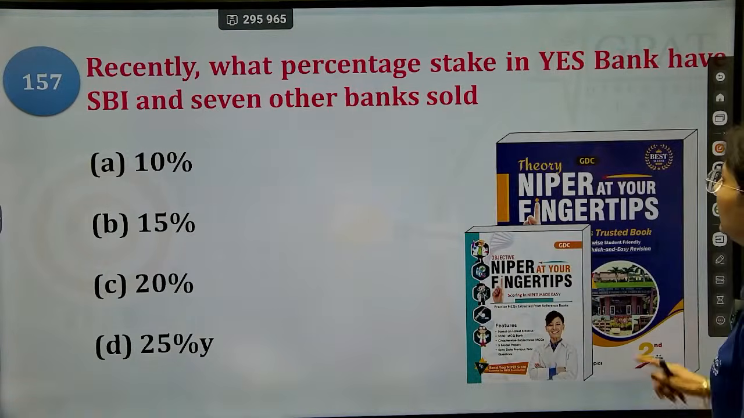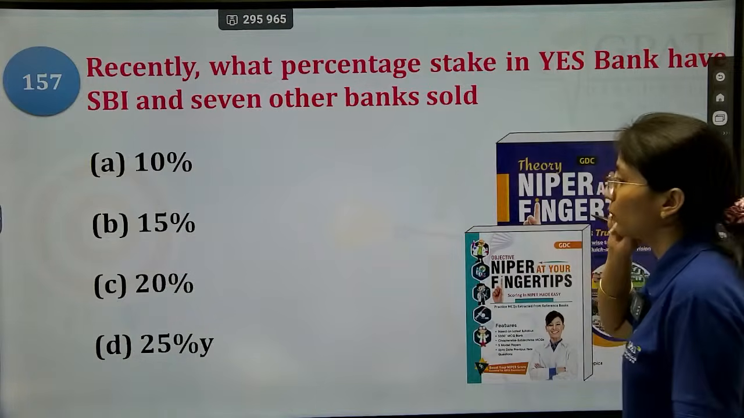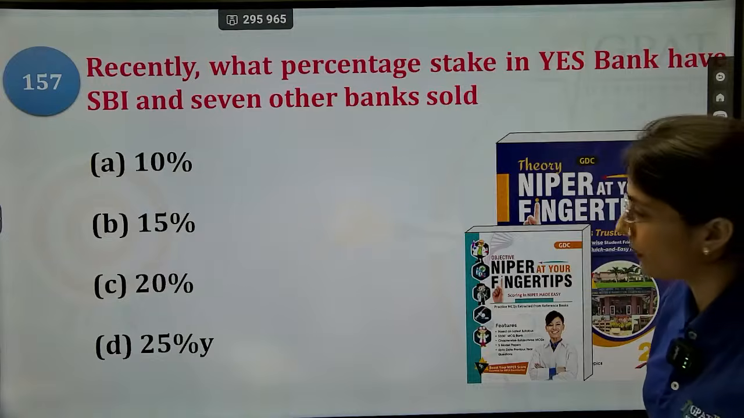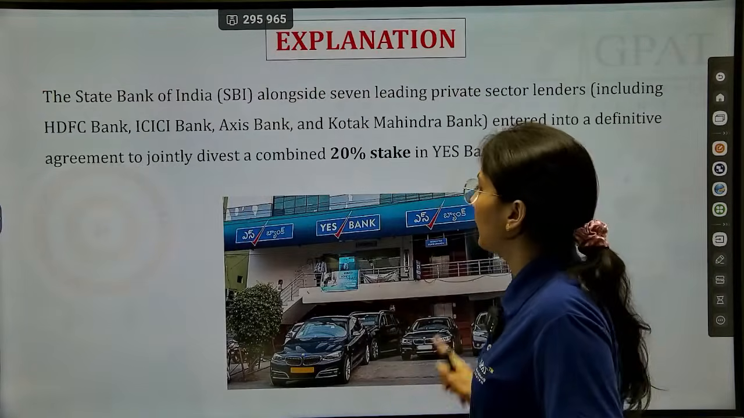Recently, what percentage stake in Yes Bank has SBI and 7 other banks sold? 10%, 15%, 25%. How much? That is 20%. Option number C is correct.